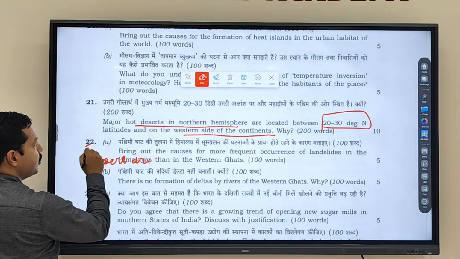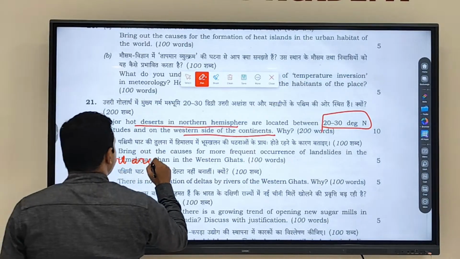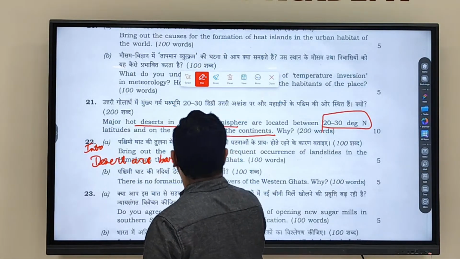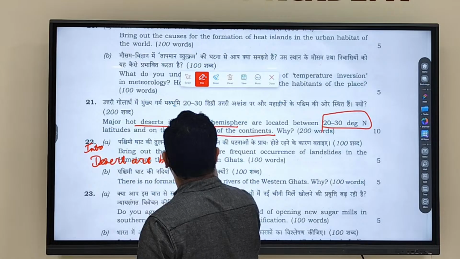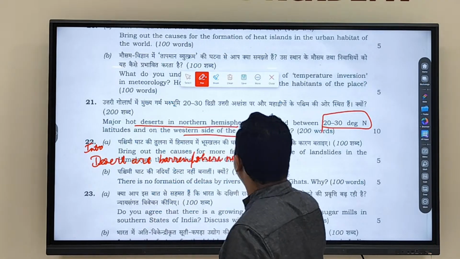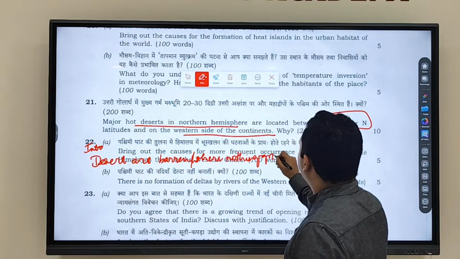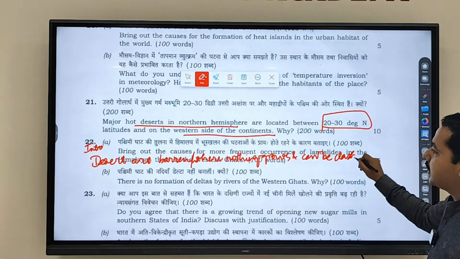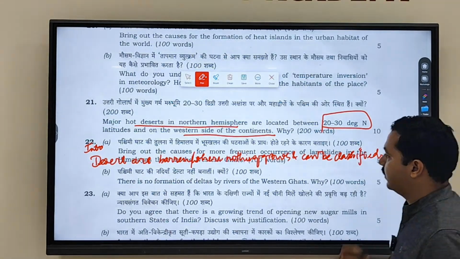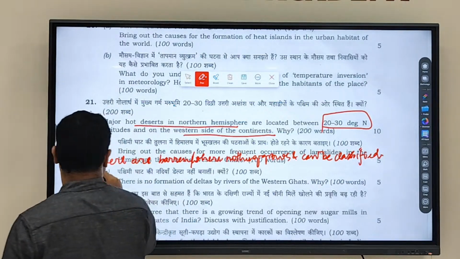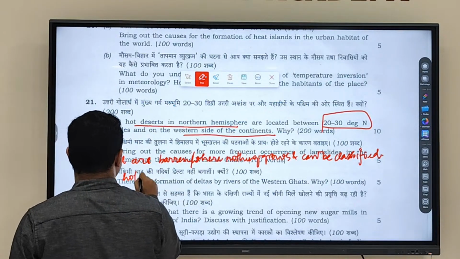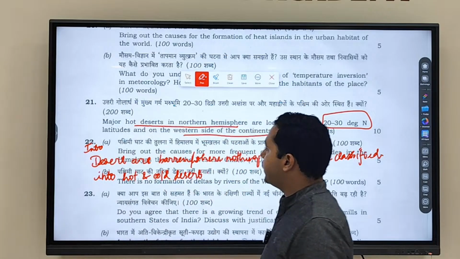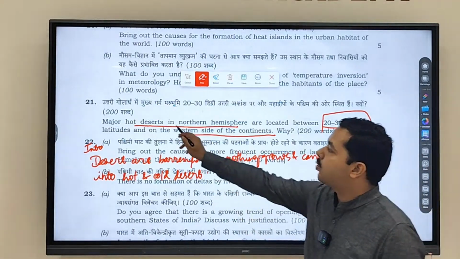In the introduction, what will you write? Deserts are barren surfaces where nothing grows, and can be classified into hot or cold deserts. So first you have to explain what a hot desert is.